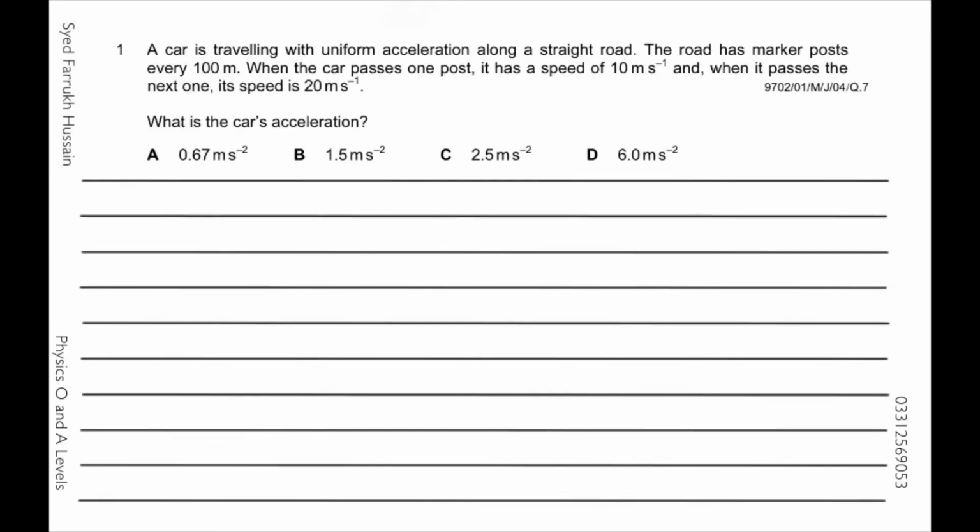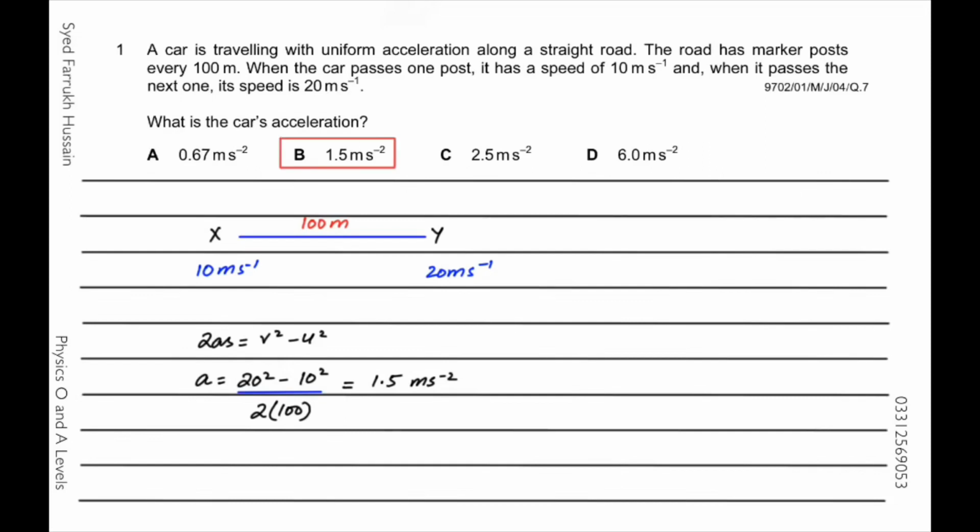In the first question, as you can see, there is a distance given between the two points, x for example and y. The speed at x is 10 meters per second and at y it is 20 meters per second, and you have to find the car's acceleration according to the equation of motion 2as is equal to v square minus u square. By substituting the values we can find the acceleration, and it's 1.5 meters per second square by this solution.